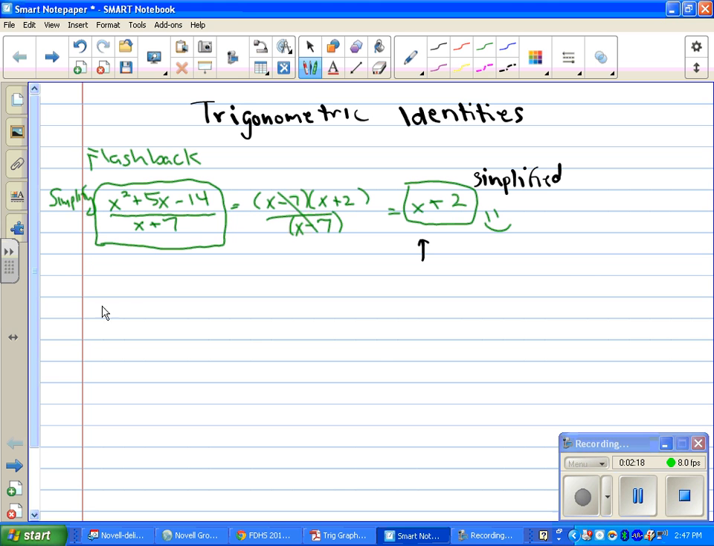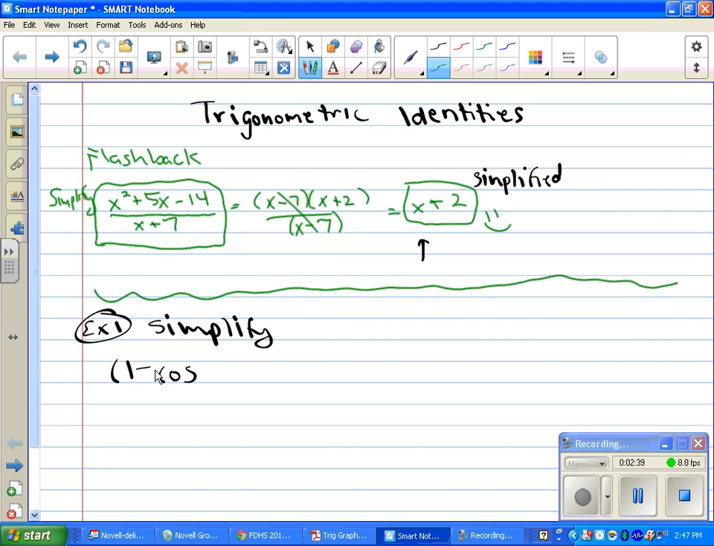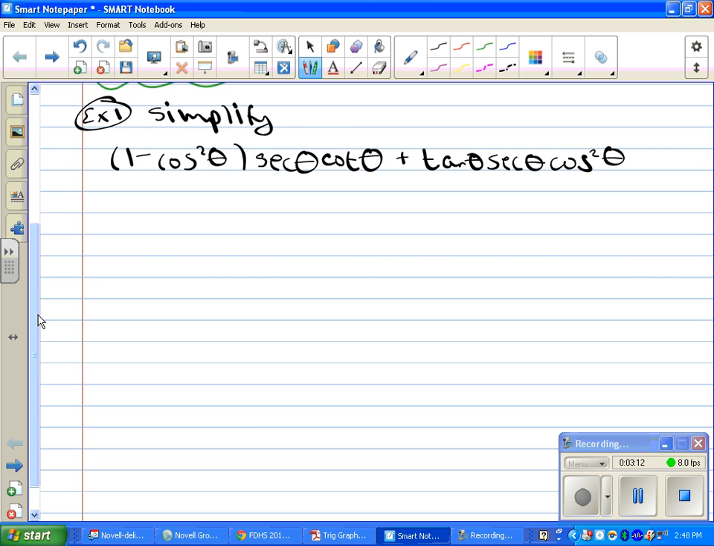Now, that was the past. Let's jump into the future. I'm going to go right into an example. Our job is going to be to simplify, and what we're going to simplify has trigonometry with it, as you can imagine: 1 minus the cosine squared theta times the secant theta times the cotangent of theta plus the tangent of theta times the secant of theta times the cosine squared theta. And our job is going to be to simplify that. And I'm sure you guys are like, oh my goodness, that is so nasty. And it is nasty. But the nice thing about it is I have some tips for you.